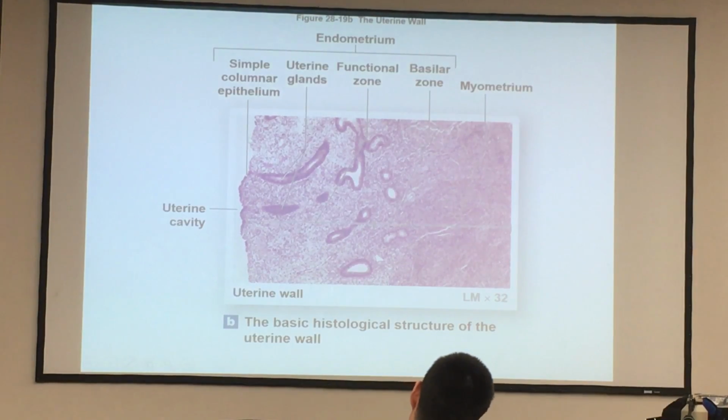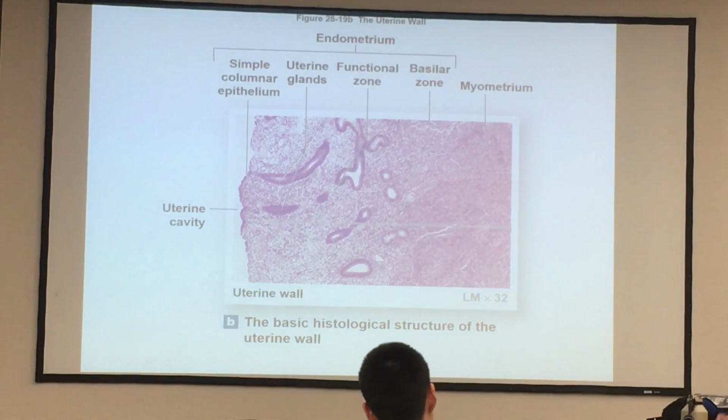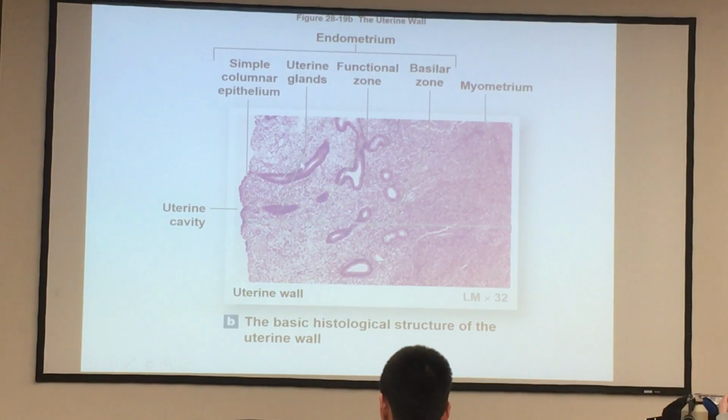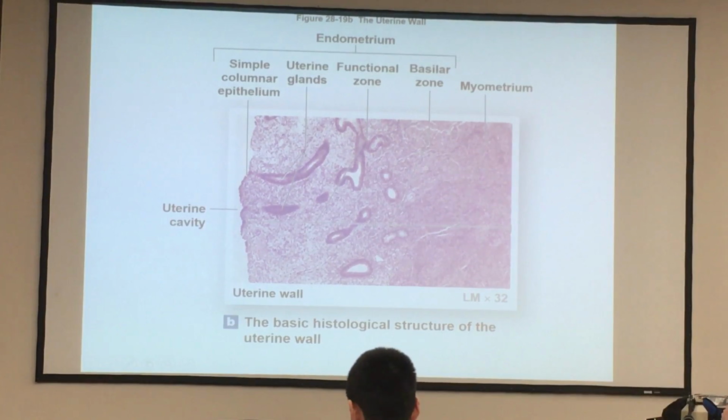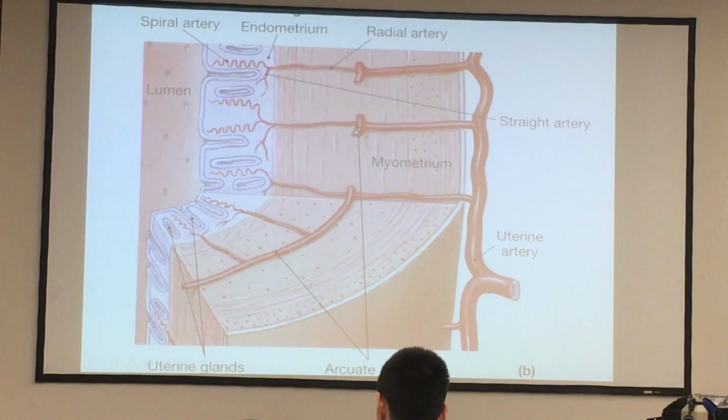Now, if we look at the textbook here, what does the endometrium contain? The basilar zone here, and here's the myometrium. The basilar zone, the functional zone. The functional zone includes a lot of these uterine glands or endometrial glands, and the surface is simple columnar epithelial cells. Every month you lose this, the spiral artery, and the endometrial gland.